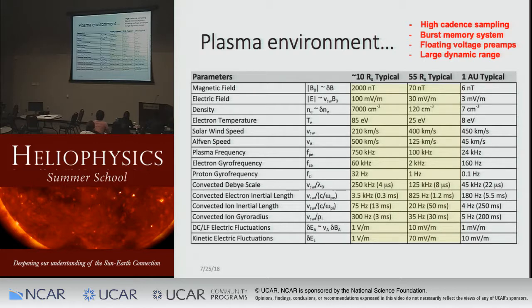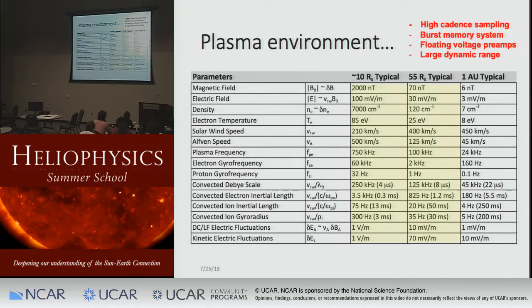To measure a shock, the typical scale size of a shock is what we call a convected ion gyro radius. At 1 AU, that takes on the order of a second. If you make several measurements per second, you can measure the structure of a shock. But at Solar Probe altitudes, that's on the order of milliseconds. So when a shock crosses the spacecraft, it will require sub-millisecond measurements just to see the structure of the shock at all.